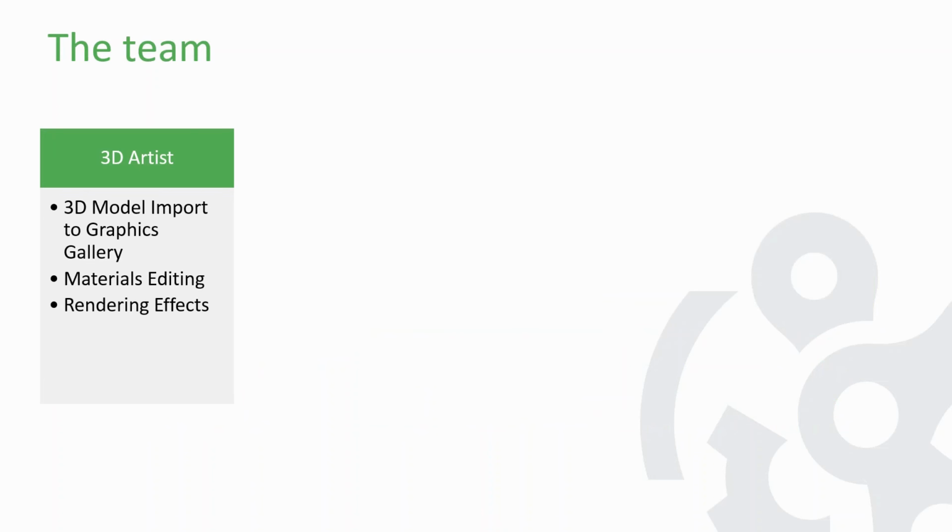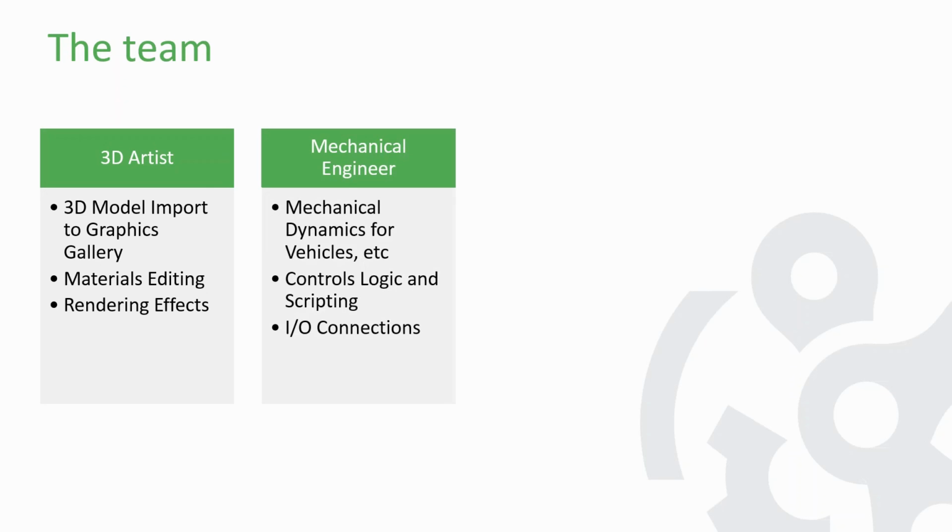The first one was the 3D artist, whose responsibility is to create the 3D model, import it into the graphic gallery format, edit the graphic material, so adjust the reflectivity, the shininess, the exposure, and so on, and also provide support for the rendering effect, so the shadows in the scene, the overall color balance in the scene, and so on.